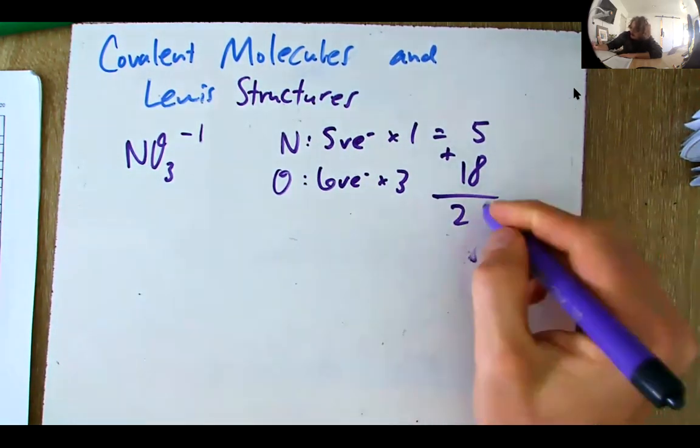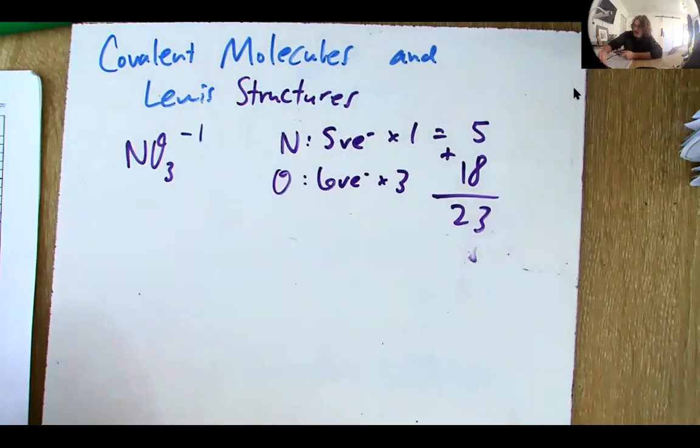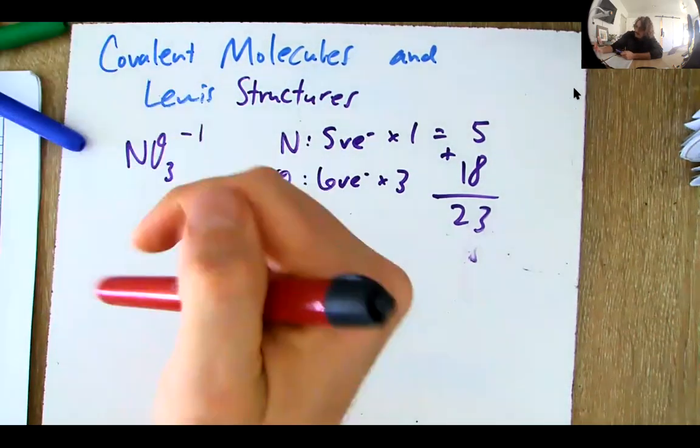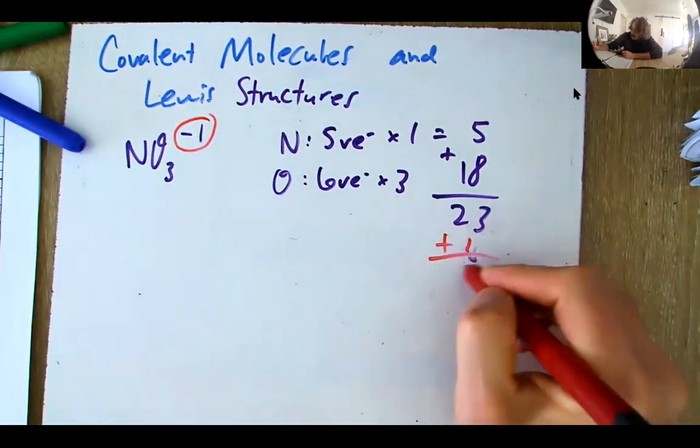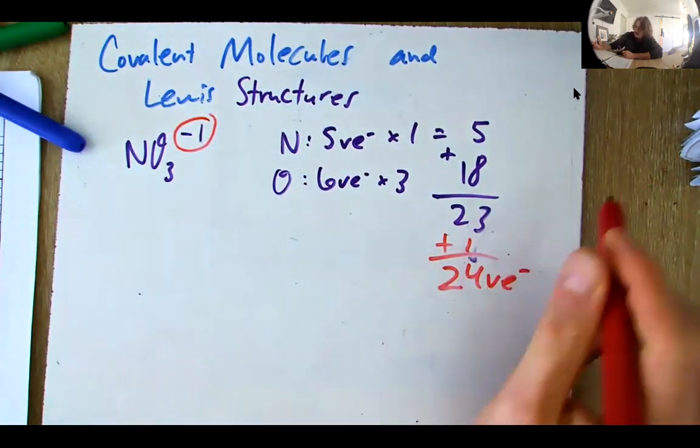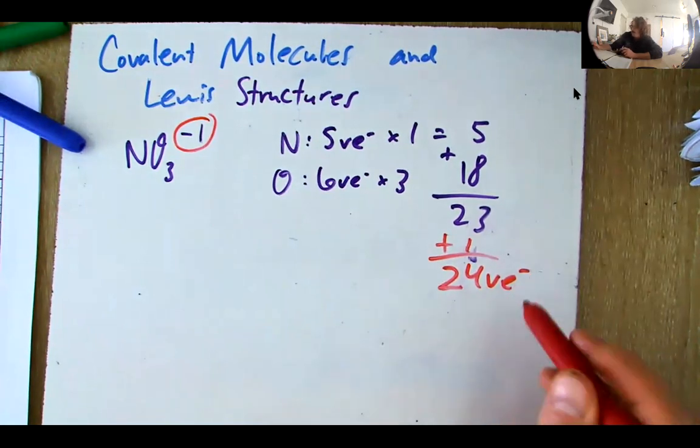And that's an odd number, but we have this -1 right here. This -1 means there's an extra valence electron, so we need to add 1 for a total of 24 valence electrons. That's our magic number for our Lewis dot structure. We can't go over, we can't go under.